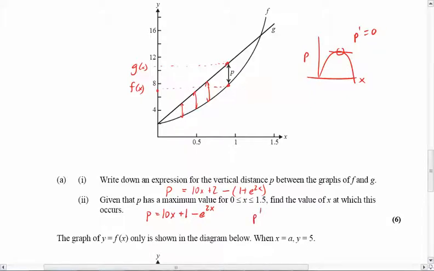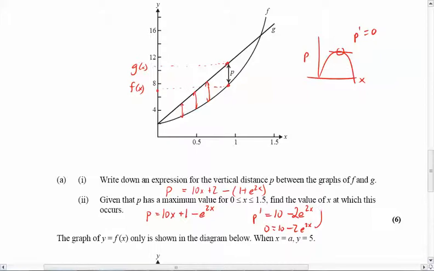So p prime equals 10, right? Because the derivative of 10x is 10. The derivative of 1 is 0, and the derivative of minus e to the 2x is minus e to the 2x times the derivative of the inside, so minus 2e to the 2x. And so now I just need to find out when the derivative is 0. So I'm just going to go 0 equals 10 minus 2e to the 2x, because when the derivative is 0, that's when I get the maximum. Okay, so now we're going to find that maximum just by simply solving. So we'll subtract the 10.